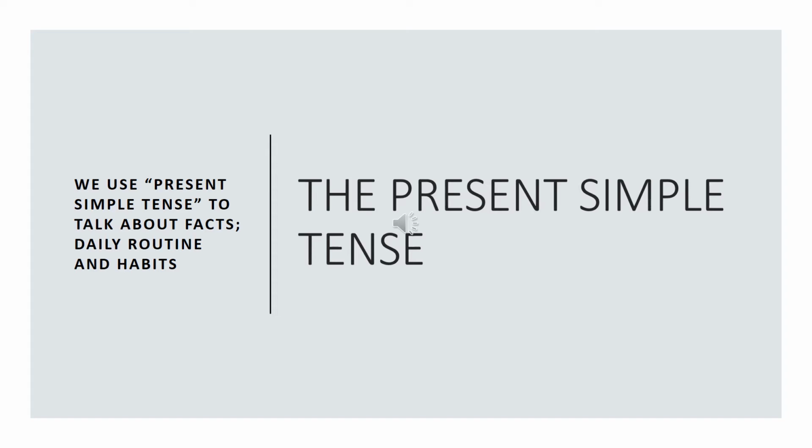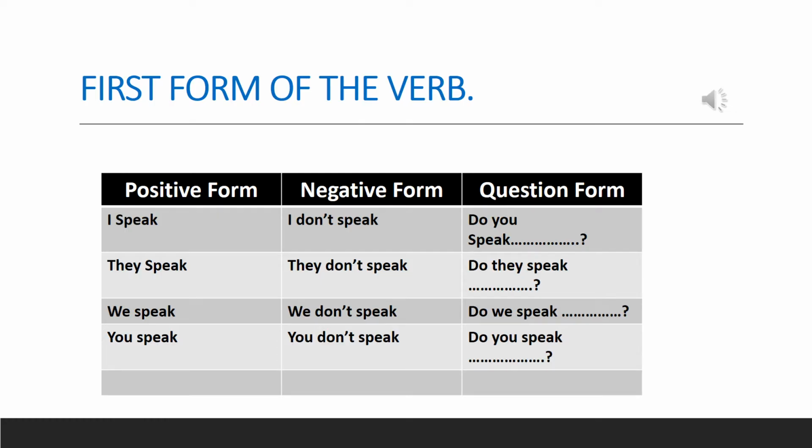The first tense we have today is the present simple tense. When can we use the present simple tense? We use the present simple tense to talk about facts, daily routine, and habits. In the present simple tense, we will use the first form of the verbs with subject pronouns I, they, we, and you. Here in this slide, we have the positive form, negative form, and the question form.